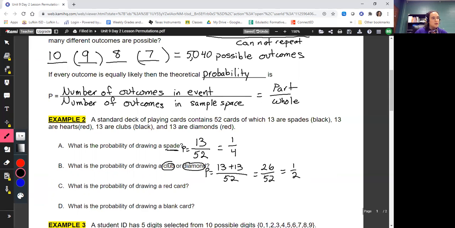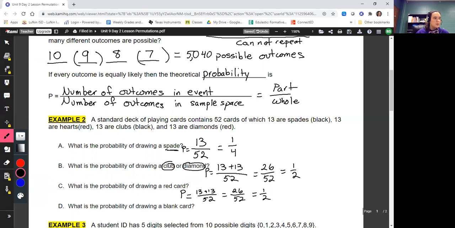So then our next one, we want to find the probability of drawing a red card. So what all are reds? Not spades. Hearts are red, so there's 13 hearts. Not clubs. Diamonds are red. So we can add those together: 13 plus 13 over our whole, which is 52. So we get 26 52nds, which reduces to 1/2. So the probability of drawing a red card is 1/2.